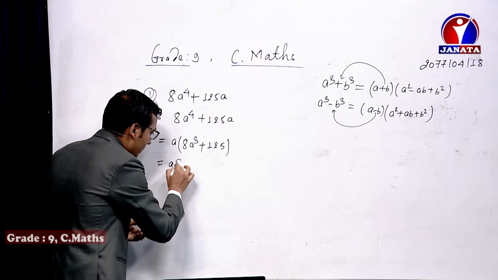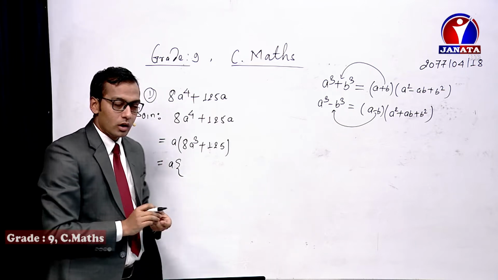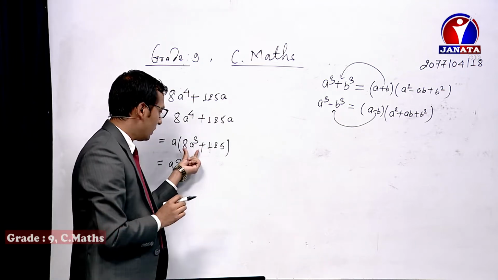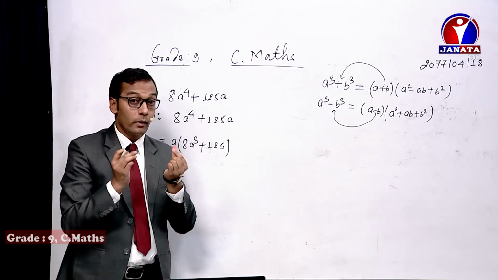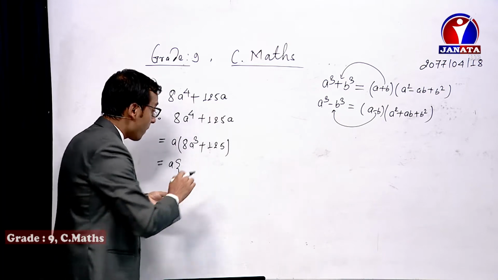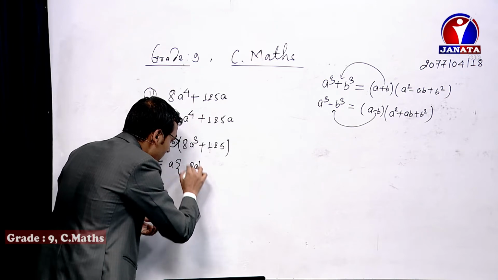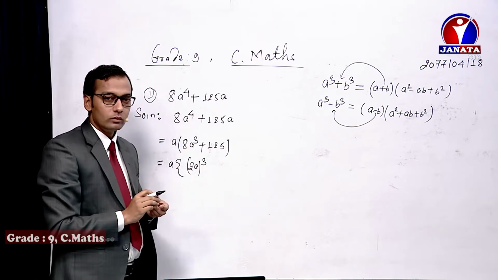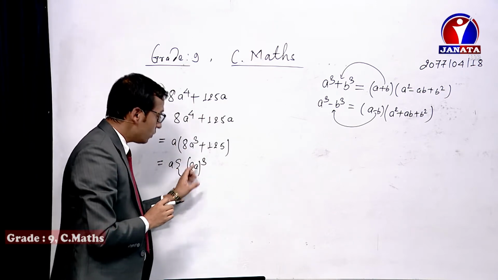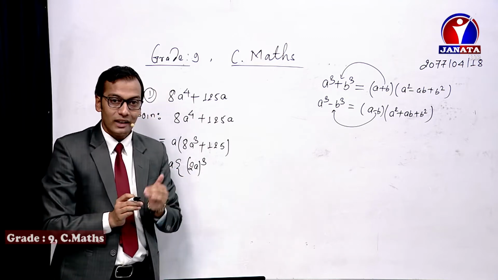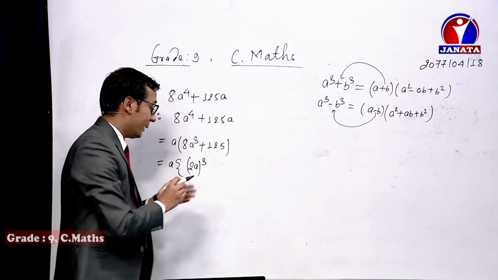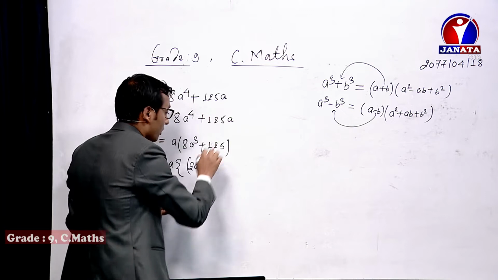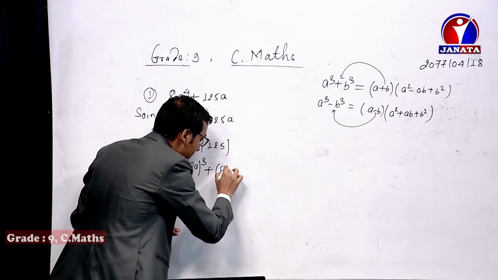A as it is. Can we convert 8a cube into a perfect cube? Yes, obviously we can. This is 2a whole cube, because what is 2 power 3? 8. A whole cube is a cube simply, plus 125 is 5 cube.